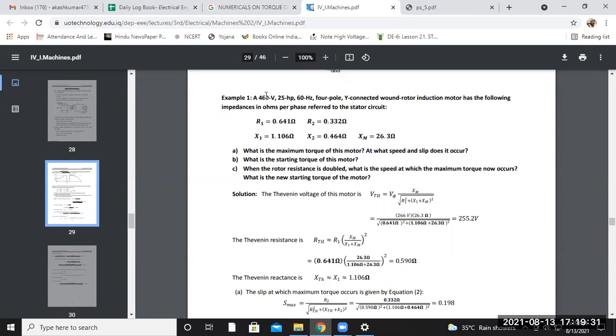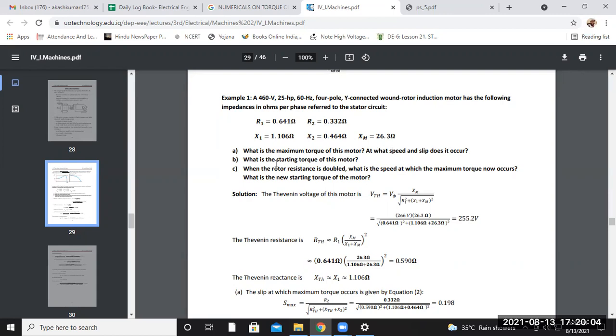So we will be discussing the torque speed characteristic. Let us discuss some numericals based on those concepts. Here you can see a question is given: a 460 volt, 25 horsepower, 60 hertz, 4-pole star-connected wound rotor induction motor has the following impedances in ohms per phase referred to the stator circuit. R1 and X1 are given, then R2 and X2, and XM is also given.